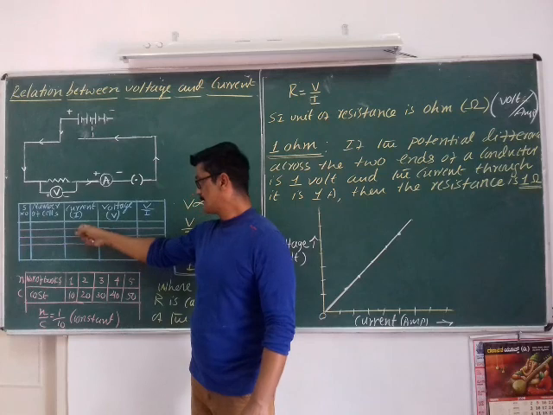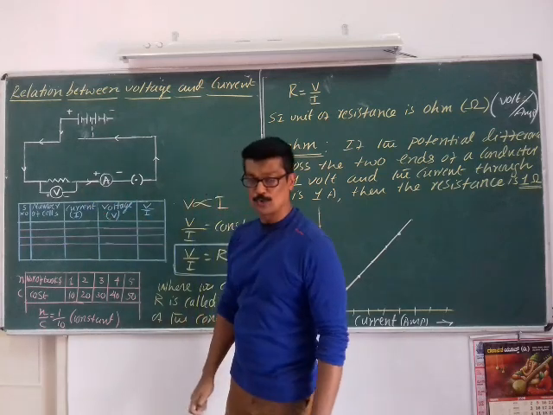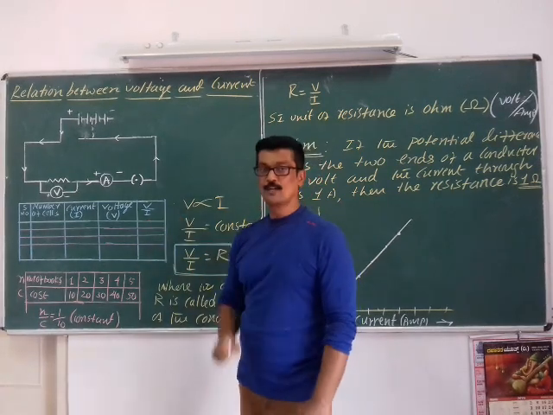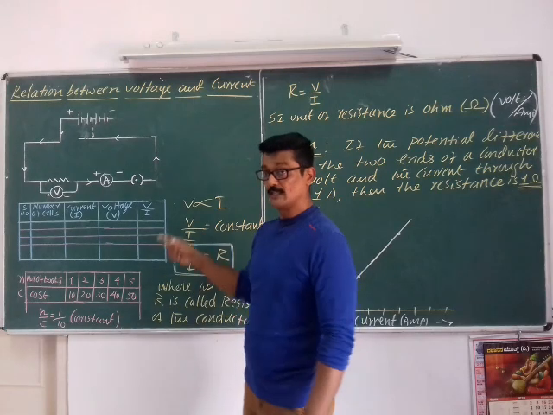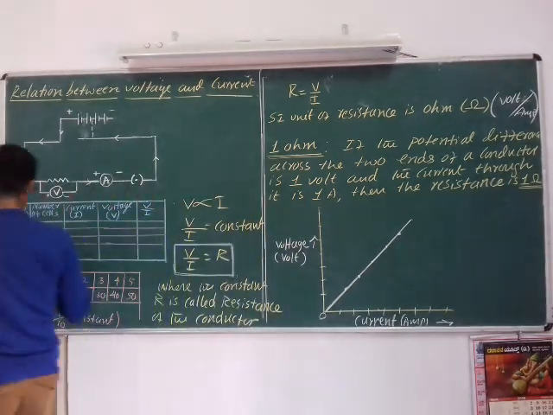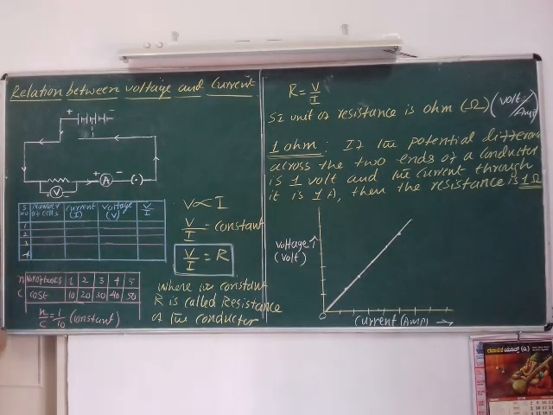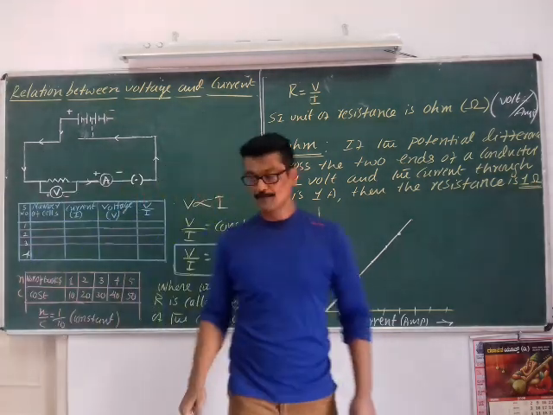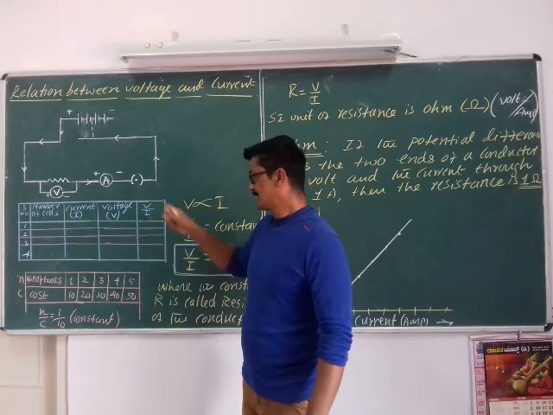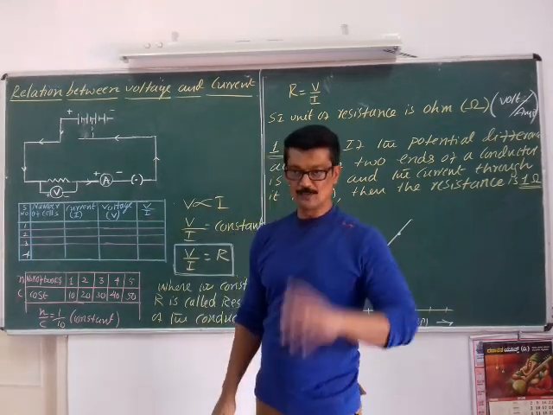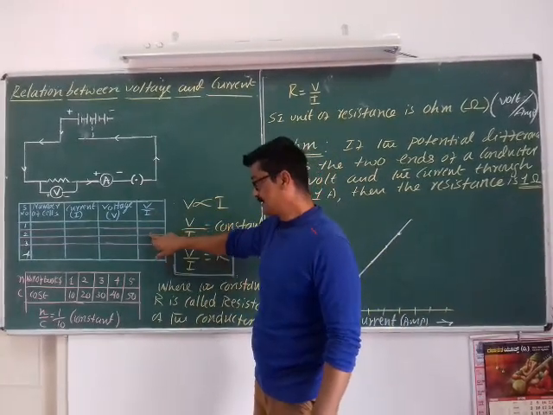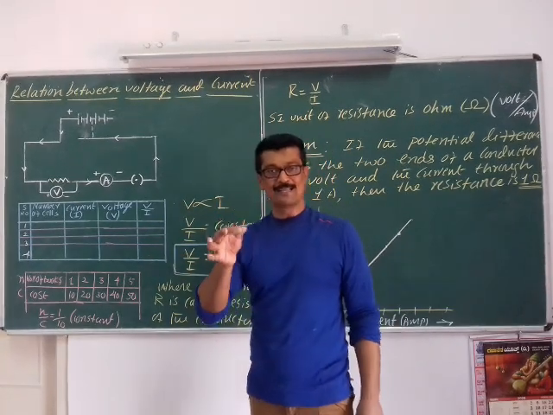After entering the readings in the ammeter and voltmeter, you have to find out the ratio of voltage to current in each case. Here we did 4 trials. So in each case you have to take the ratio of voltage to current. You can make out one thing, that the value of the ratio, that is V by I, seems to be approximately the same.